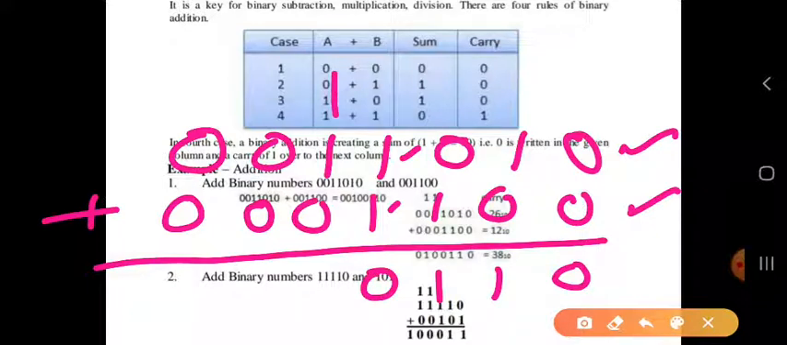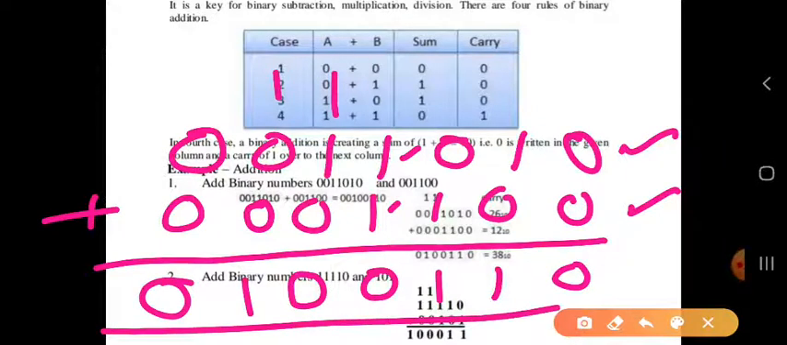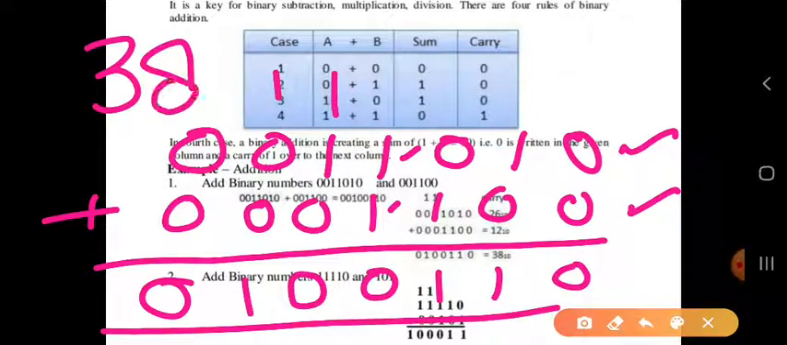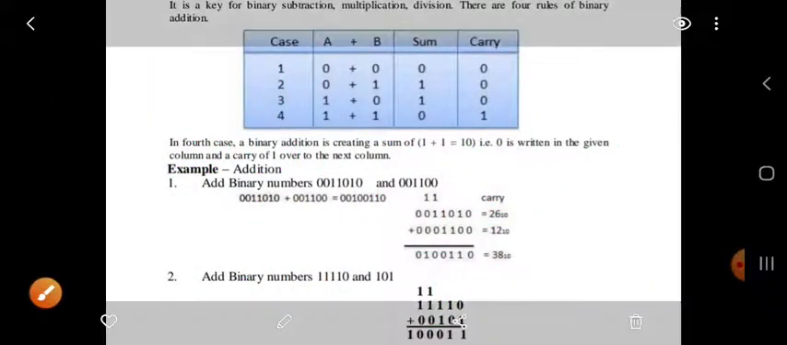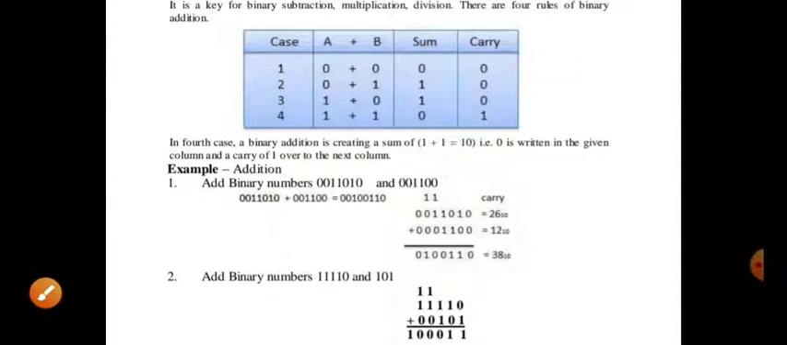Again, when 1 is added with 1, it will give you 0, and 1 is carry. When 1 is added over here, it gives you 1, and 0 added to 0 gives you 0. So this is your answer. When you convert it, you will get 38, and write 10 as the base. So this is the way by which you can perform various operations using addition.